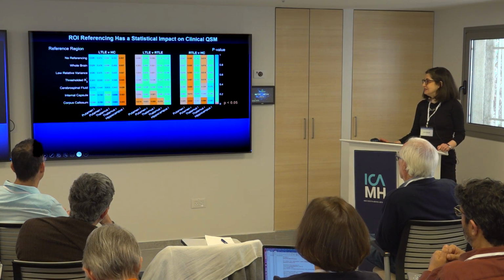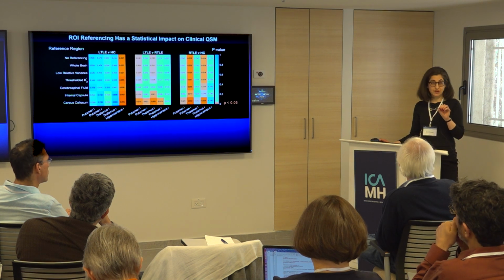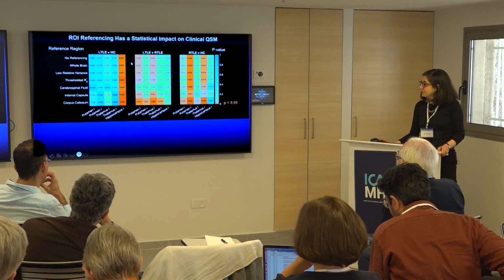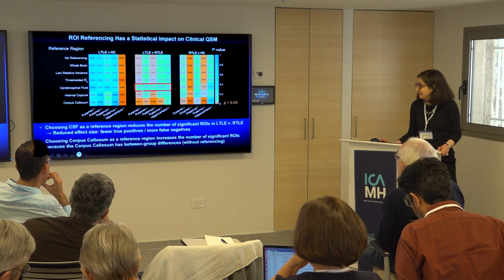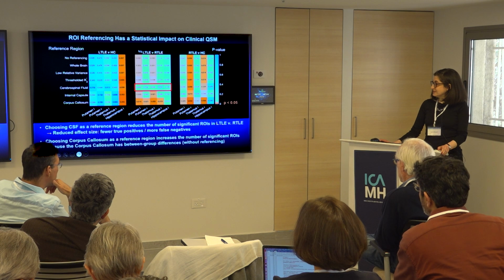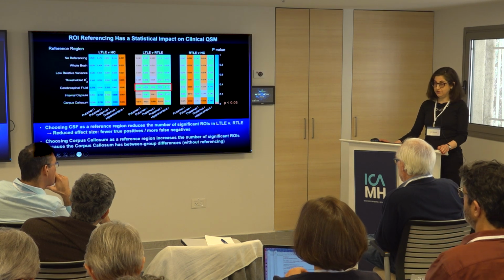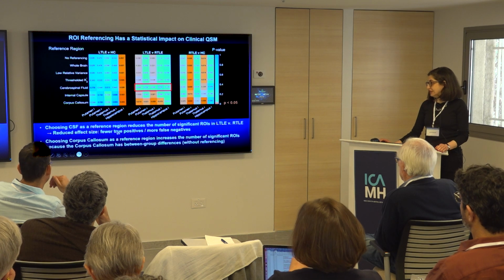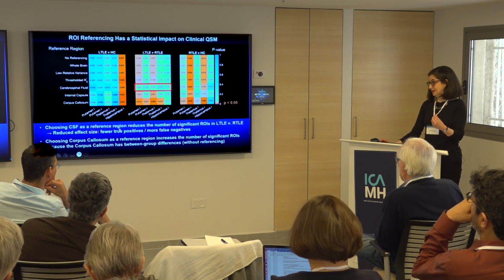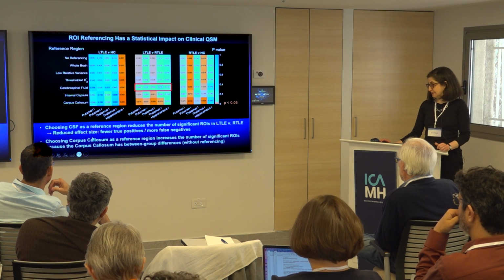And here again, you can see now the statistical impact of referencing in a study of epilepsy, which I'm going to show later on. And you can see that if you use, for example, the CSF as a reference region, then you get less significant differences than with no referencing in comparing the groups, for example, of left and right temporal lobe epilepsy groups. So actually, choosing CSF reduces your effect size, and you might get more false negatives or fewer true positives.